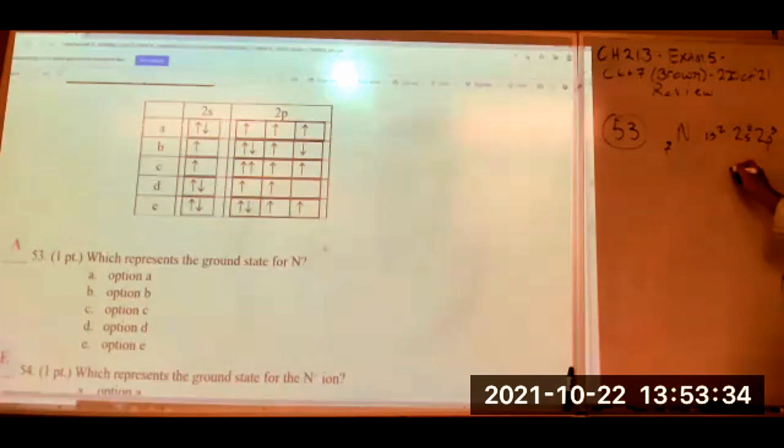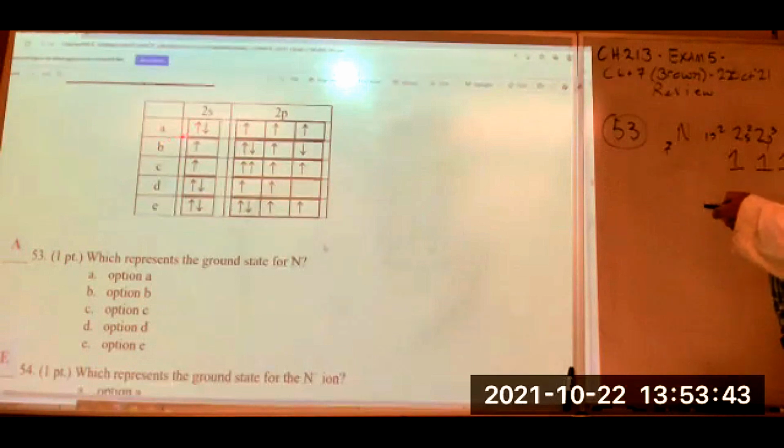So how do they go in? 1, 2, 3, just like that. So we got to fill up the 2s, right? Then let's rule B and C out. And then we've got to put unpaired electrons. Here we go. It has to be A. That's the only possible way it could be.